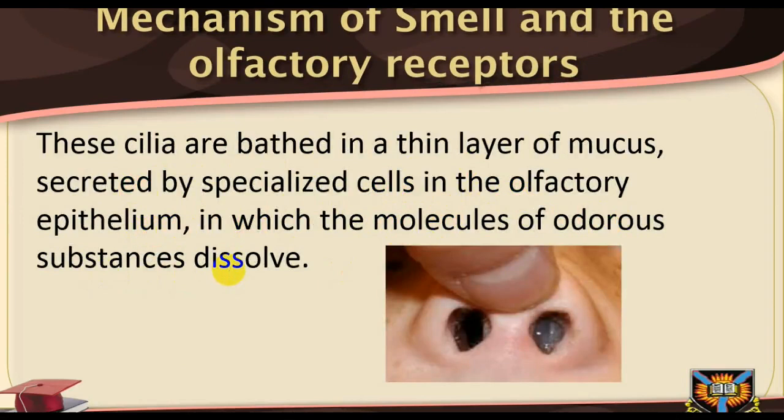In the membrane of the cilia are olfactory receptor proteins, which interact with the smelly molecules and initiate a cascade reaction inside the cell that leads to a change in the rate of impulses, action potentials, passing along the nerve fiber.